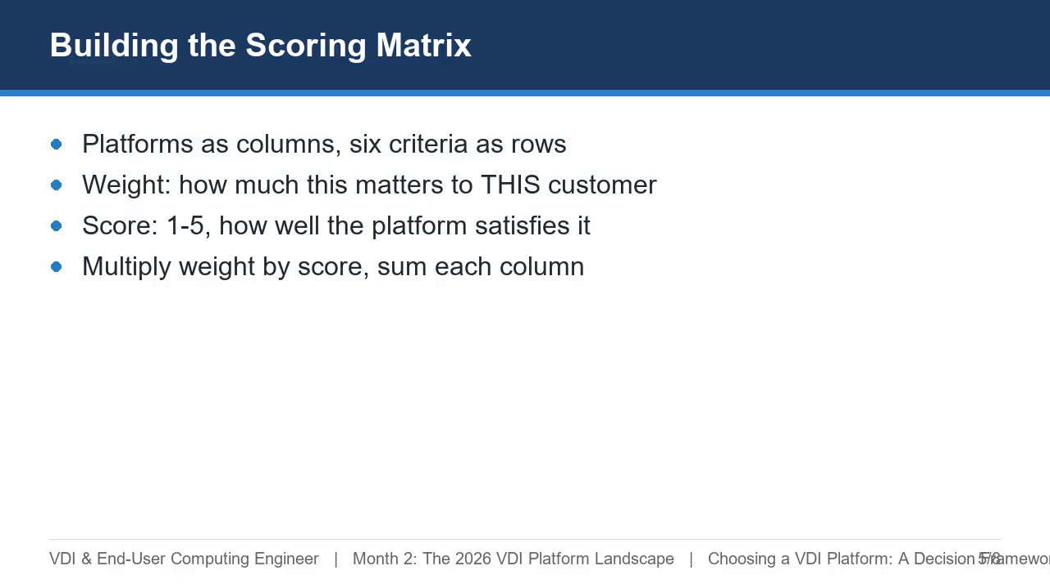To build the matrix, put the platforms as columns and the 6 criteria as rows. For each cell, assign a weight reflecting how much that criterion matters to this specific customer, and a score from 1 to 5 reflecting how well that platform satisfies it. Multiply weight by score in each cell and sum each column to get a structured, defensible starting point for your recommendation.